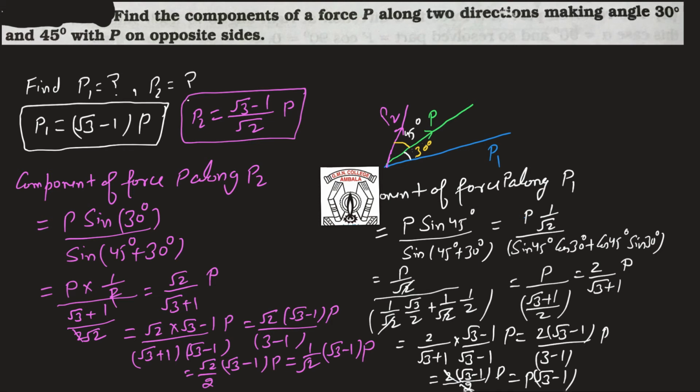Now, we will take up another problem, and this is the next problem. Find a horizontal force and a force inclined at an angle 60 degree with vertical, whose resultant shall be a given vertical force F. So, let me draw the figure.